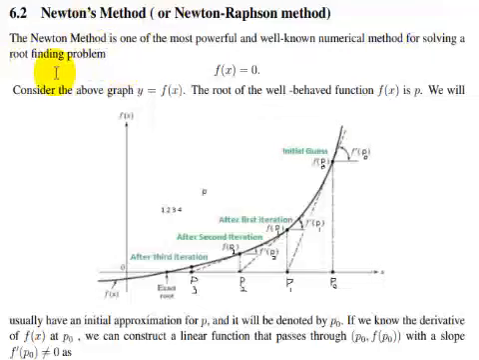We know that the bisection method converges to the root linearly. And next we talked about the fixed point iterative method. That one also converges to the root linearly, right? So now we are going to discuss Newton's method.